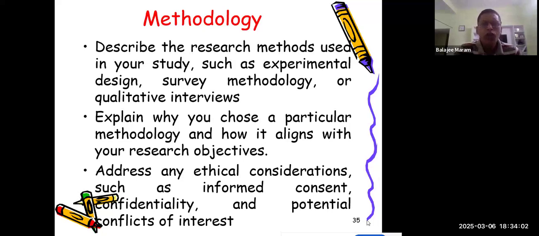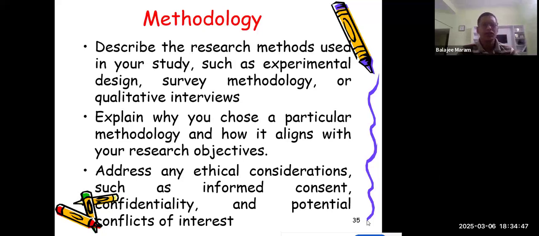It means what type of algorithms or plan or process or procedure you are going to use in your experimental work, experimental design, or survey methodology, or different types of interviews. We need to mention what your idea is and what type of methodology it is. Second one, explain why you have taken that particular methodology. Is it okay? Why not others? What importance is there with your methodology? How is it different from existing ones?